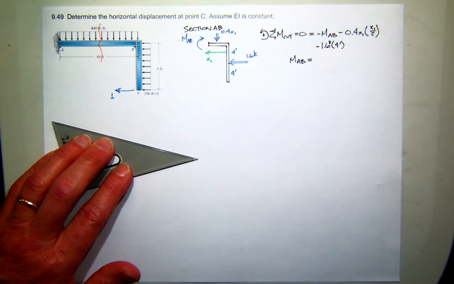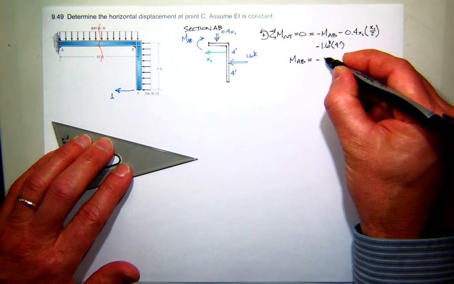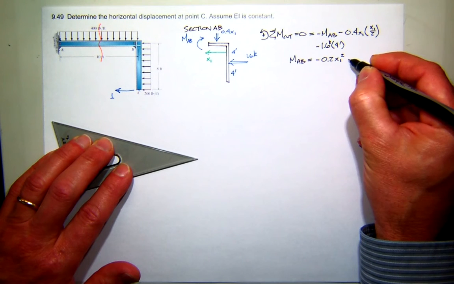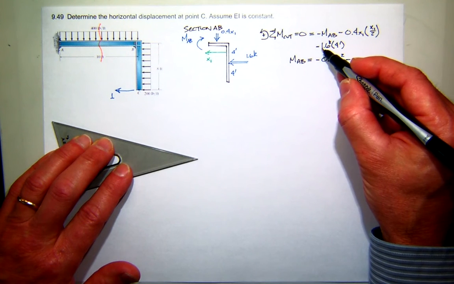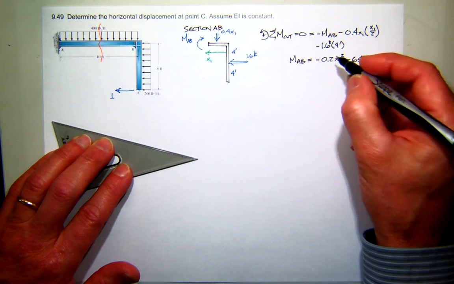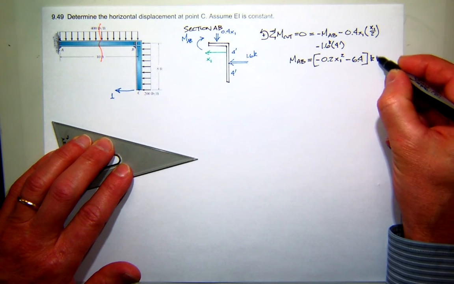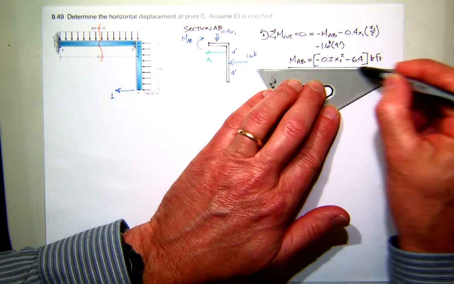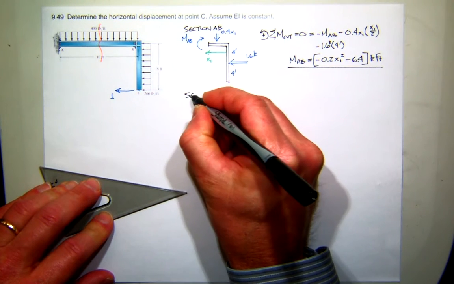So what do I get? I get negative 0.2 x1 squared minus, what is that, 6.4? Yeah, 6.4. And that should all have the units of kip-feet. So a quadratic moment expression. So now let's go to the next section.